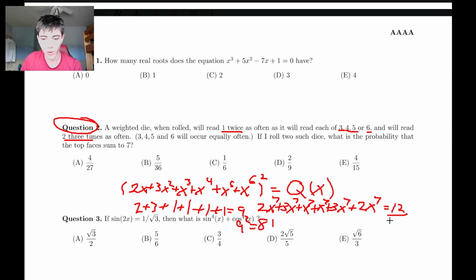So our answer is 12 divided by 81, which is not simplified because these share a factor of 3. So we would divide off that factor of 3 to get 4/27ths, which is our answer.